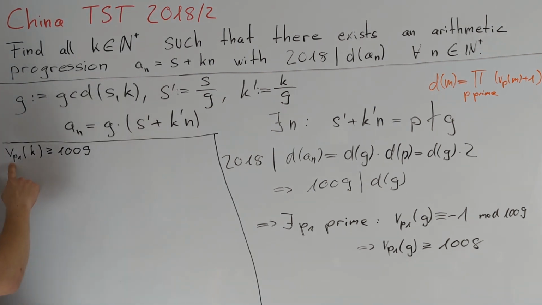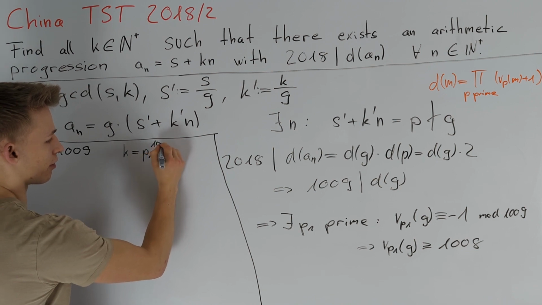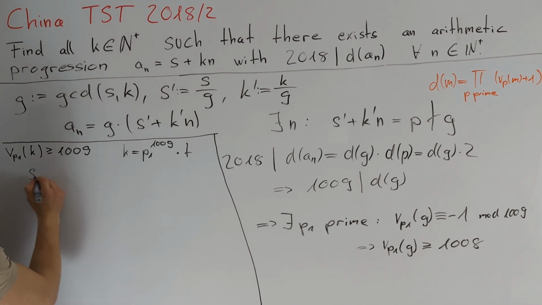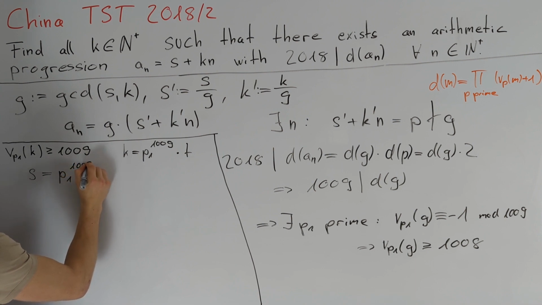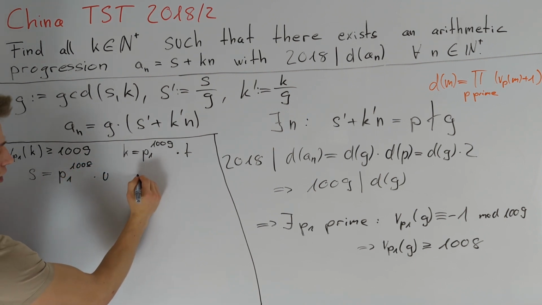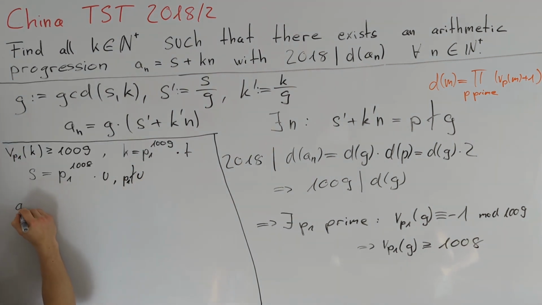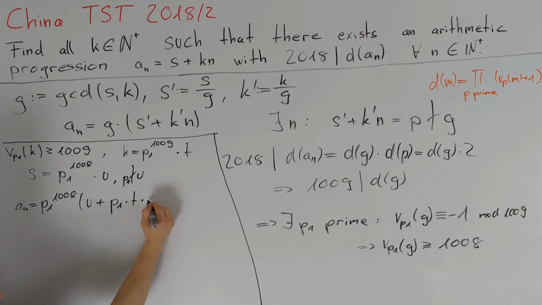Let's start with the case that nu_p1(k) is greater than or equal to 1009. So we can write k equals p1 to the power of 1009 times t. And moreover, as I said, we want to choose s in such a way that s is equal to p1 to the power of 1008 times u, and here we want that u is not divisible by p1. We get a_n is equal to p1 to the power of 1008 times (u plus p1 times t times n).